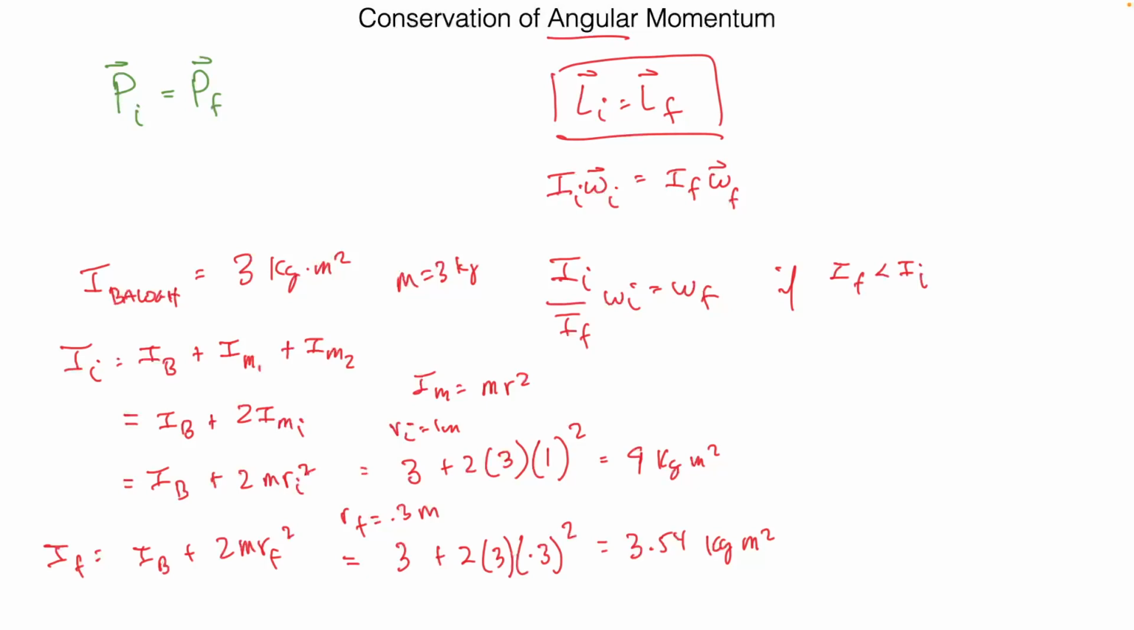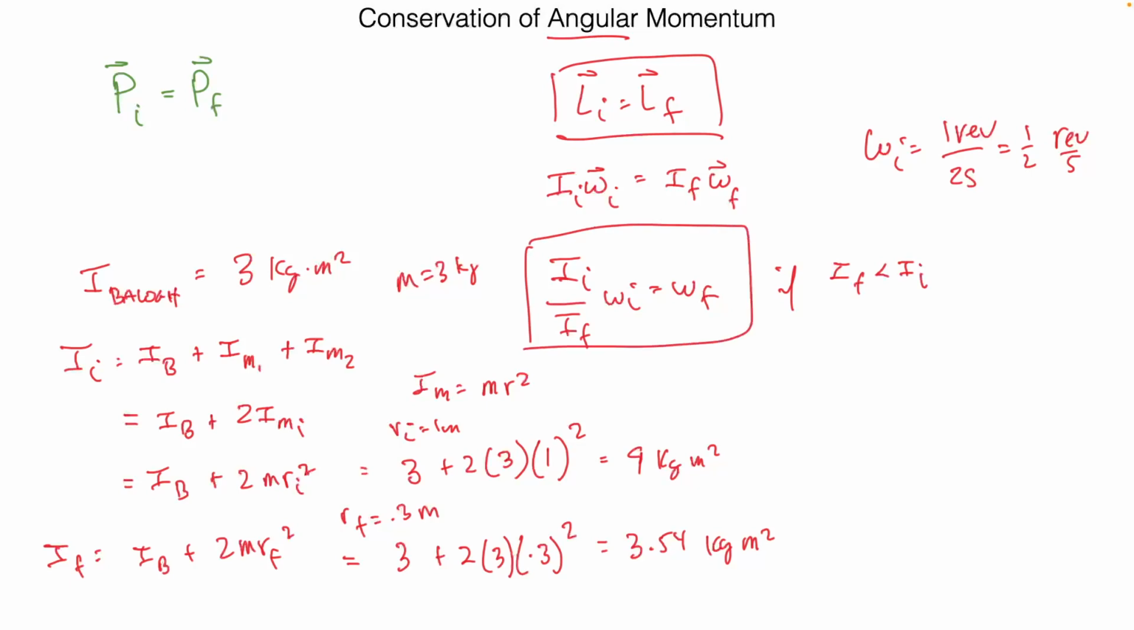1 revolution every 2 seconds, maybe? About. So my initial angular speed was 1 revolution every 2 seconds, or 1/2 revolution per second. Now we could put that into radians per second, but we don't have to. Look at this result right here. If I put the angular speed in as revolutions per second, what unit am I going to get out for angular speed? Revolution per second.